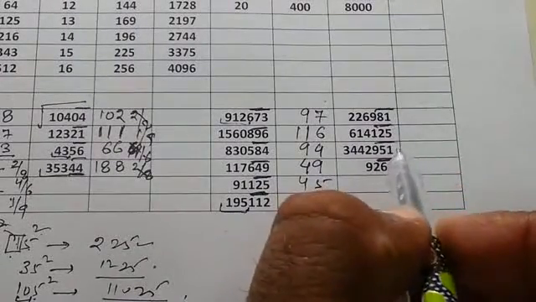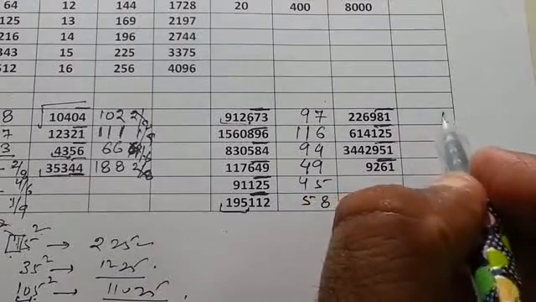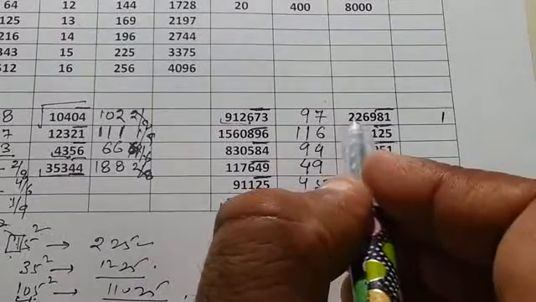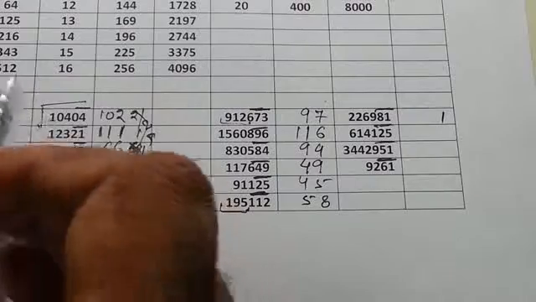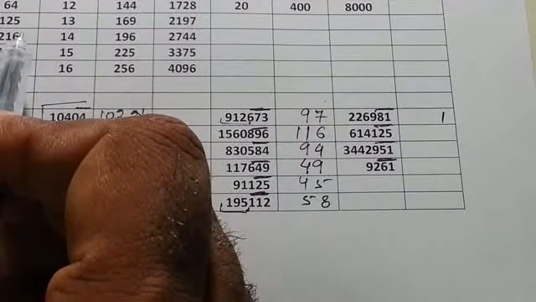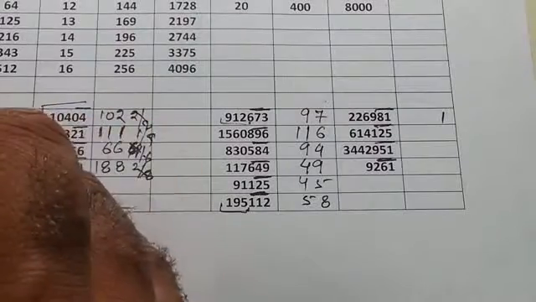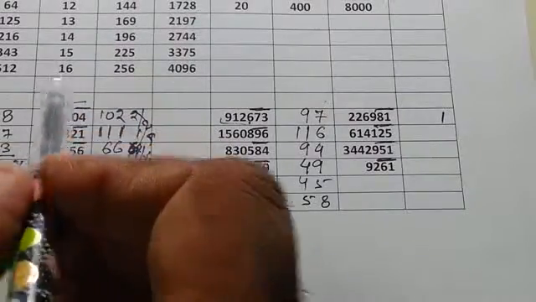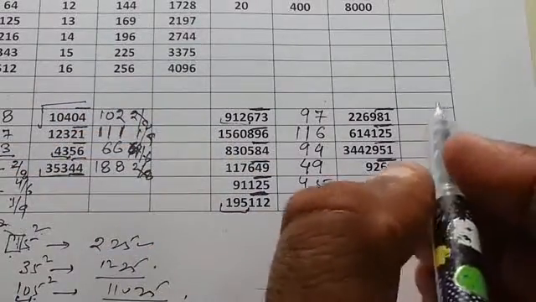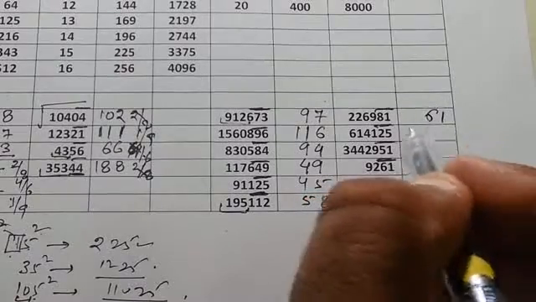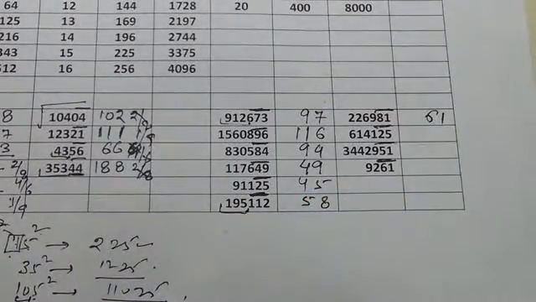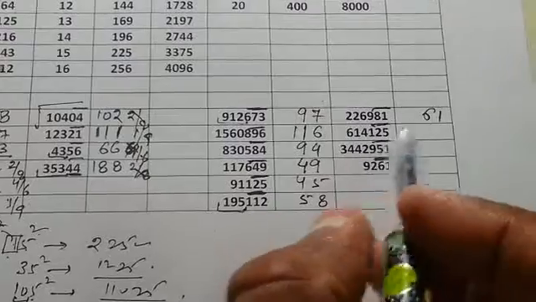So the number ends in 1. So that means the number at the very unit digit is 1. Now we are left with 226. So 226 is the cube of a number that lies between 6 and 7, because the cube of 6 is 216 and the cube of 7 is 343. So we can say the number is 6 over here. Let us go for 614125.